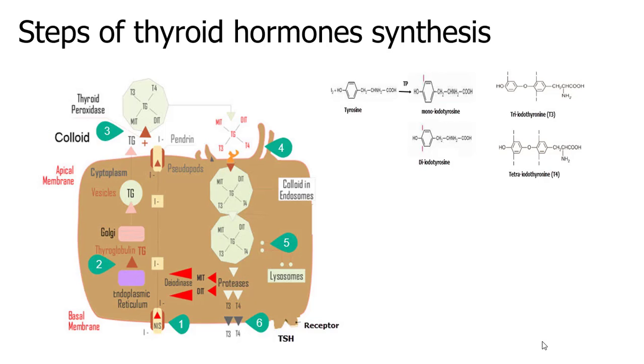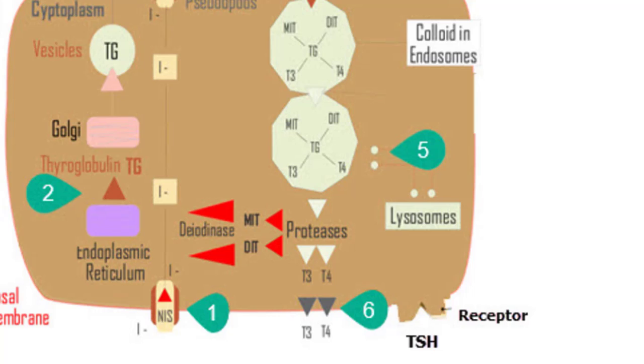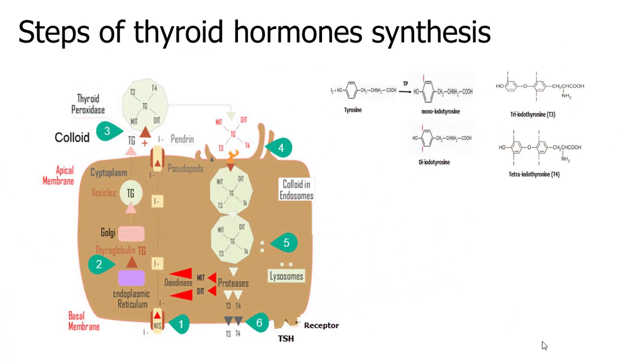The first step required for the synthesis of thyroid hormone is the uptake of iodide from the blood into the thyroid cells, which is mediated by the sodium iodide symporter transporter. These transporters are located within the basolateral membrane of the thyroid cells. The transporters use the sodium ion concentration gradient to enable the entry of iodide against its concentration gradient. Then the iodide will be secreted into the colloid by the action of sodium-independent iodide transporters, which is also called pendrin.